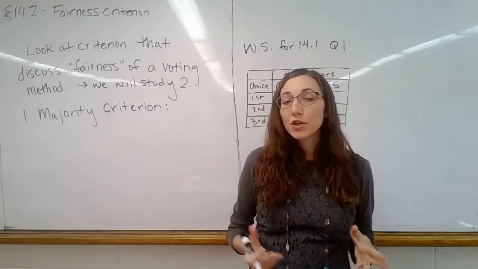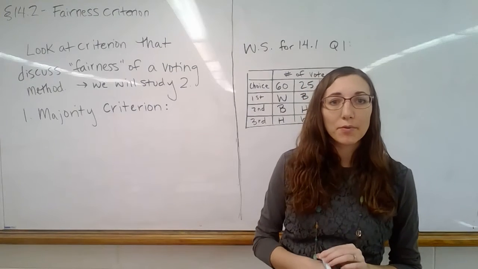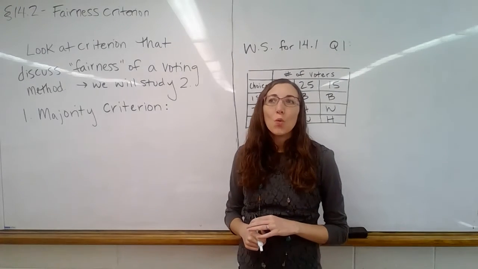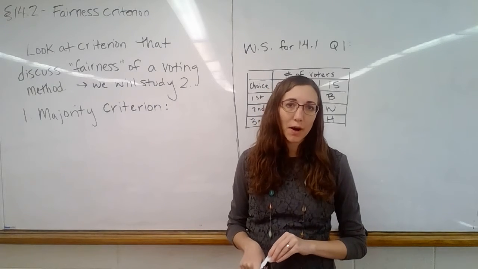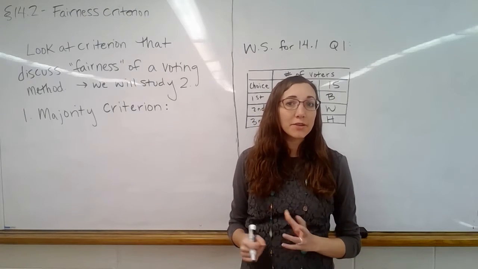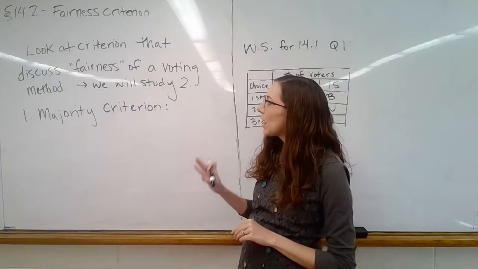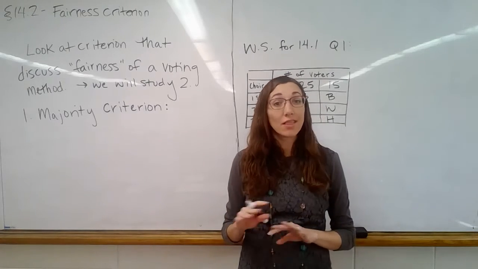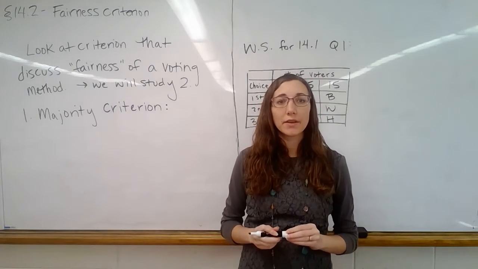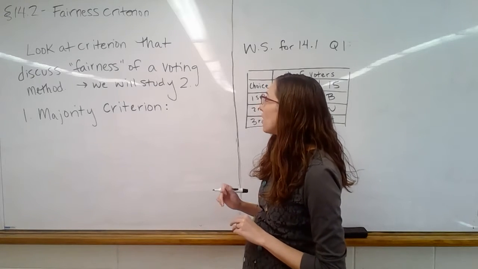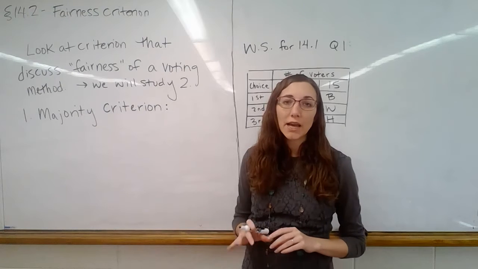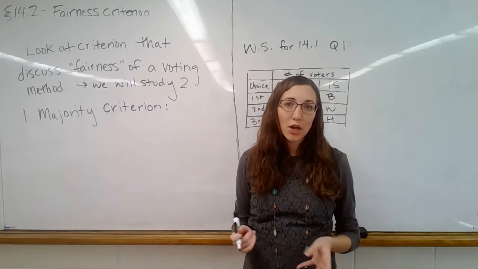And so these are different criteria that mathematicians have come up with to try and describe what would a fair system have, what types of properties should it have. So we call them different criteria. And we're going to study 2 of them. There are lots of these criteria out there that exist, but we're going to look at 2 in particular for our studies. And the first one we're going to take a look at is called the majority criterion.